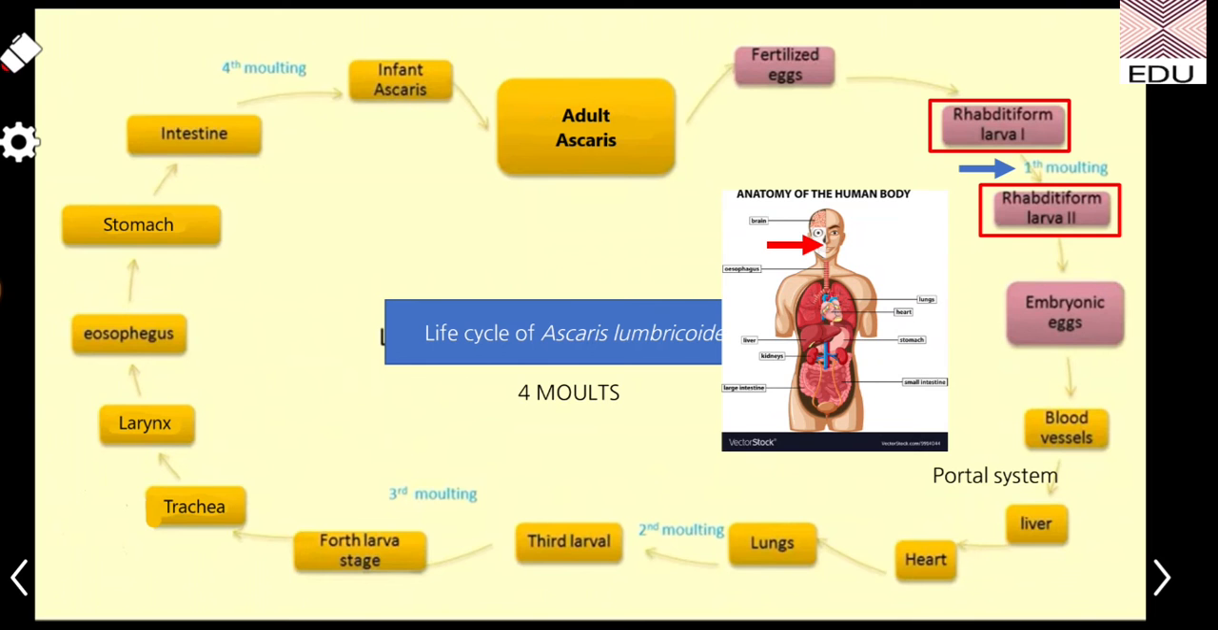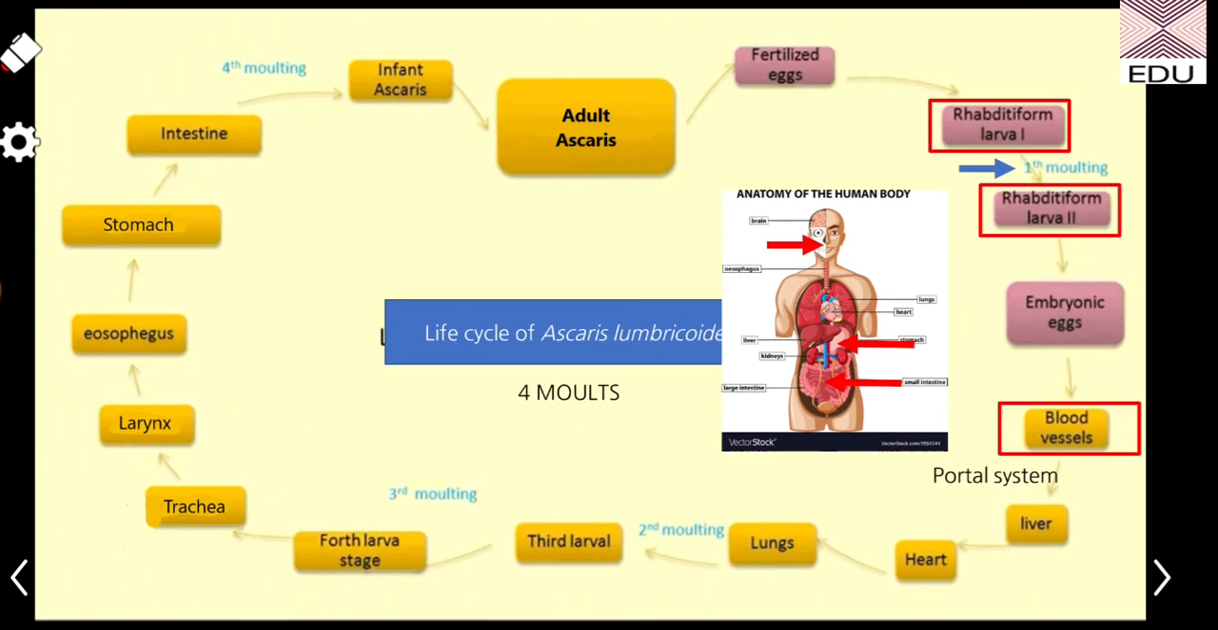Now everything is going inside this particular human, who has ingested the rhabditoid 1 larva. Now the rhabditoid 2 larva stage has been formed inside this human, and this is present in the stomach. So rhabditoid 2 is now present here in the stomach of this particular man. Now this particular stage goes to the intestine of the man. It reaches the intestine, the rhabditoid 2.